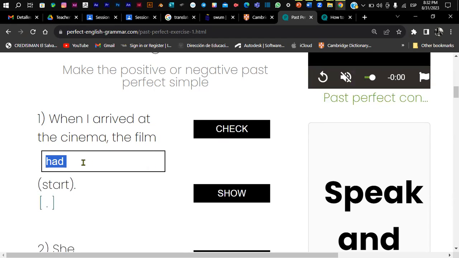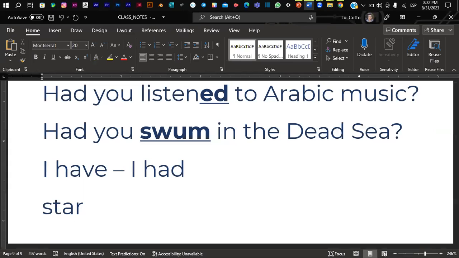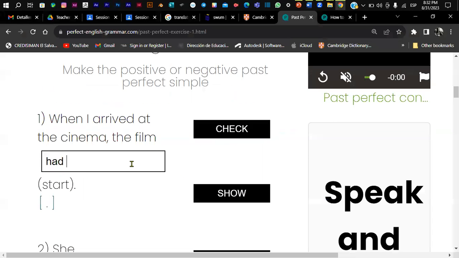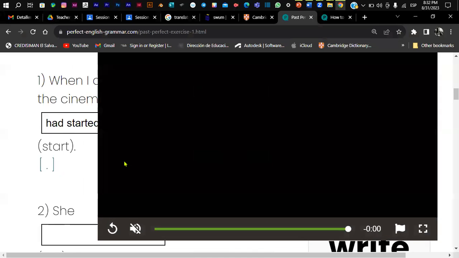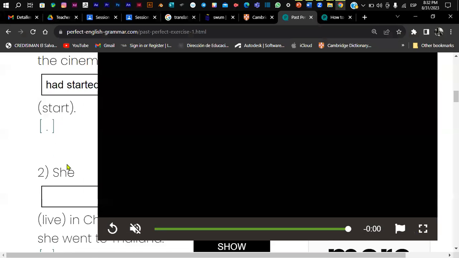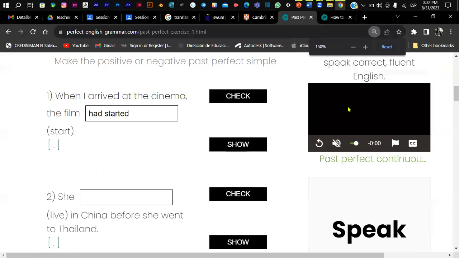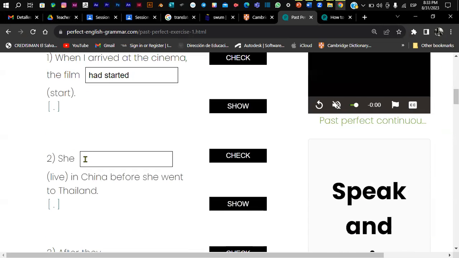All right. Participle of start, with pronunciation: start with ED. Started. Okay. It's like this. Started. It started. Okay. Had it started. Correct. That's it. Pretty good.